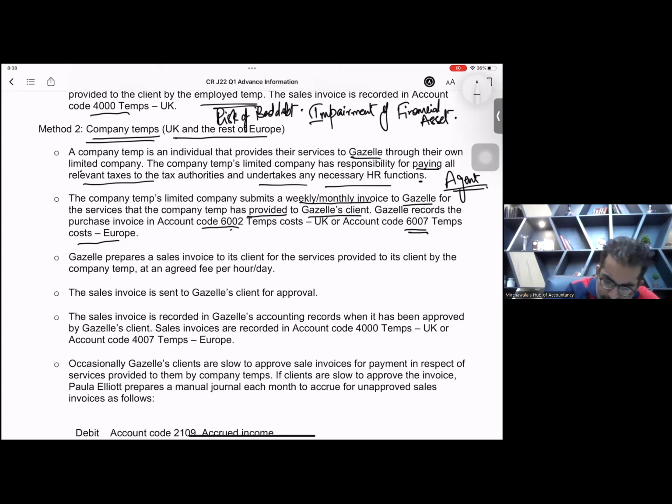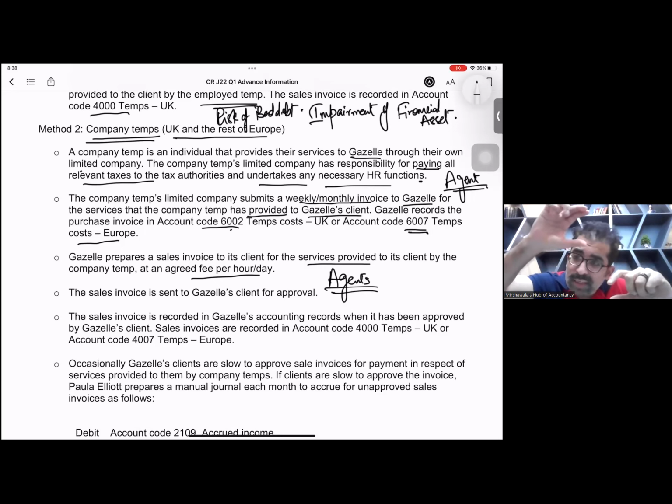Now, ICAEW prepares a sales invoice to its client for the services provided to its client by the company temp at an agreed fee per day. This is routine. At one end, we receive the purchase invoice, and on the other hand, we send the sales invoice. Now, as we are agents, an agent can't record sales and cost of sales. For example, from one end, we have to pay $10 per hour, and on the other end, we will be receiving $30 per hour, just for example.